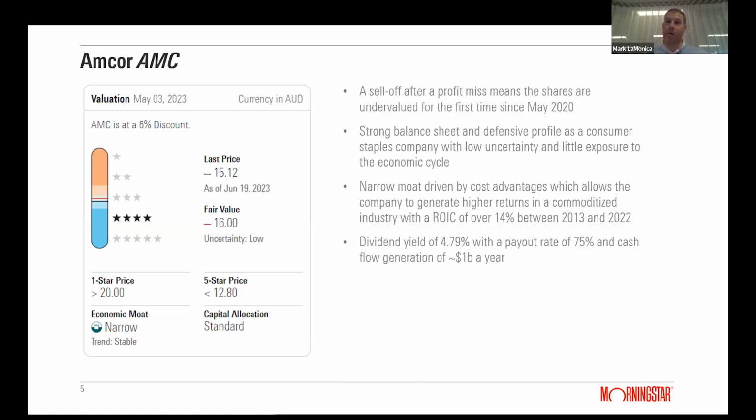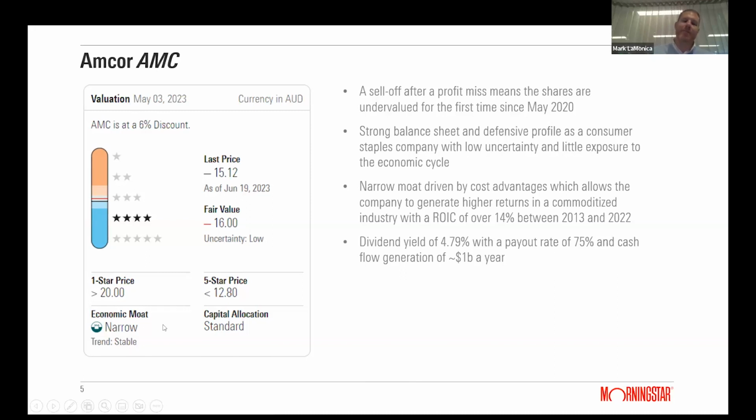And so that's one thing we can look at, certainly as we look at, are we going into a recession? Are we not going into a recession? Where are interest rates going to be? Where is inflation going to be? Many consumers will just continue to go out and buy products that are packaged by AMC. So that's uncertainty. Talked about the star rating. So it's only trading at a 6% discount.